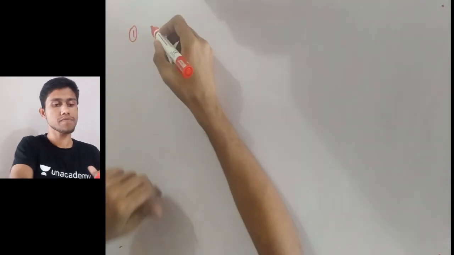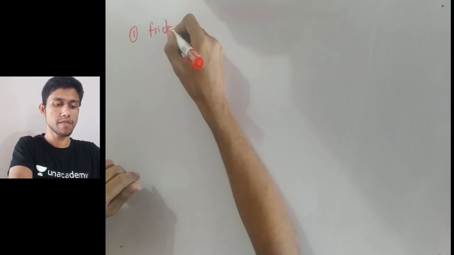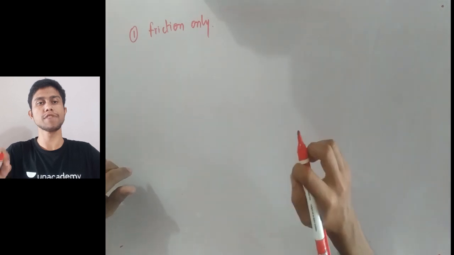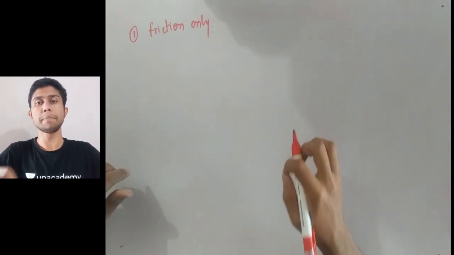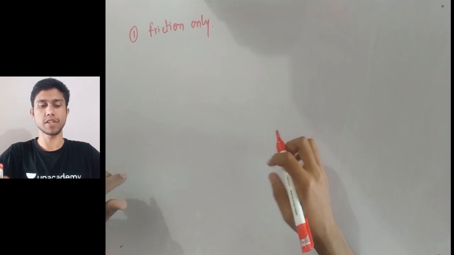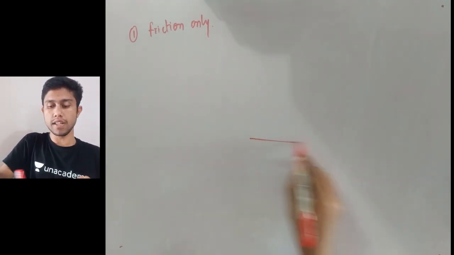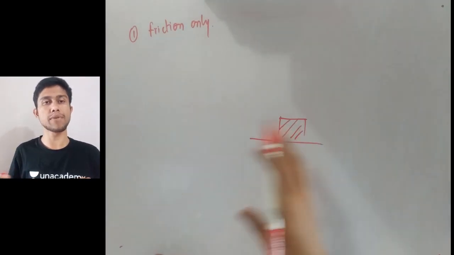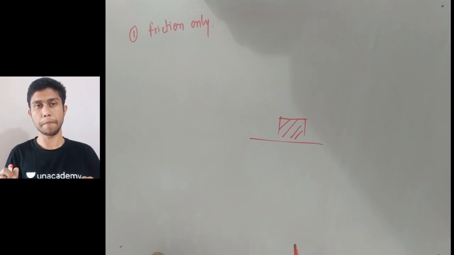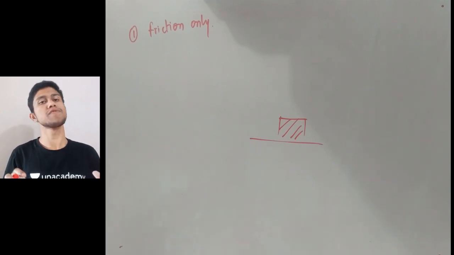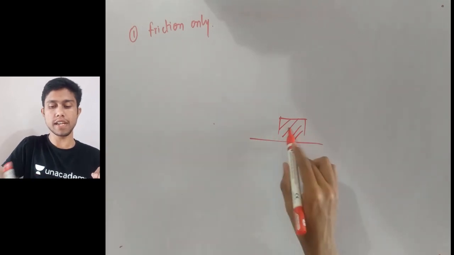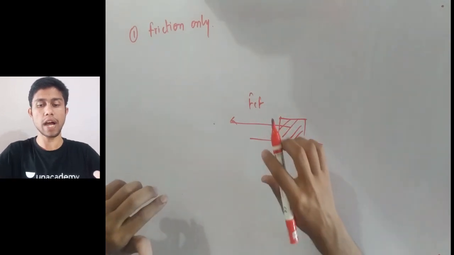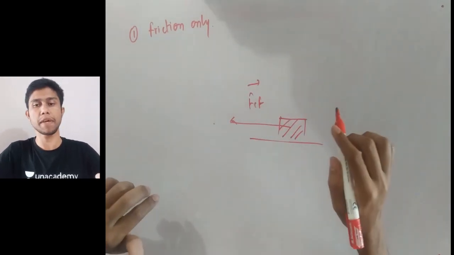So the first point is friction present, friction only. The topic is banking of the roads, and the first point in banking of the roads is that the centripetal force is provided only by friction. Suppose this is the car, and this car is now taking a turn. Remember, the centripetal force will always act towards the center. So if this is the center of the circular path, this will be the centripetal force, which I'll denote by FCP.